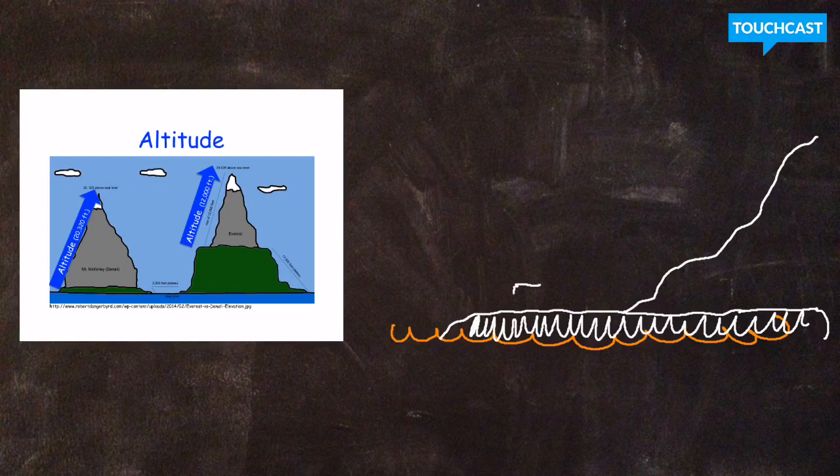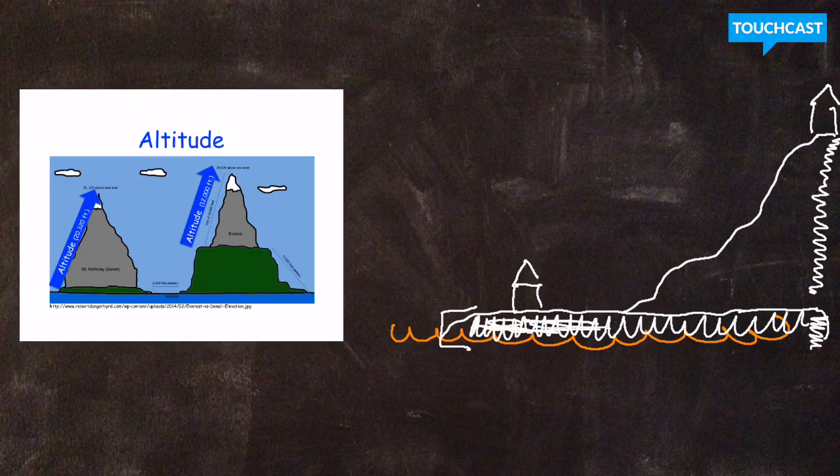So if my house is here, my elevation is how far this is up from the sea. If my house is up here, my elevation is the mountain plus how far over the sea I am. So elevation is how far away from sea level you are.